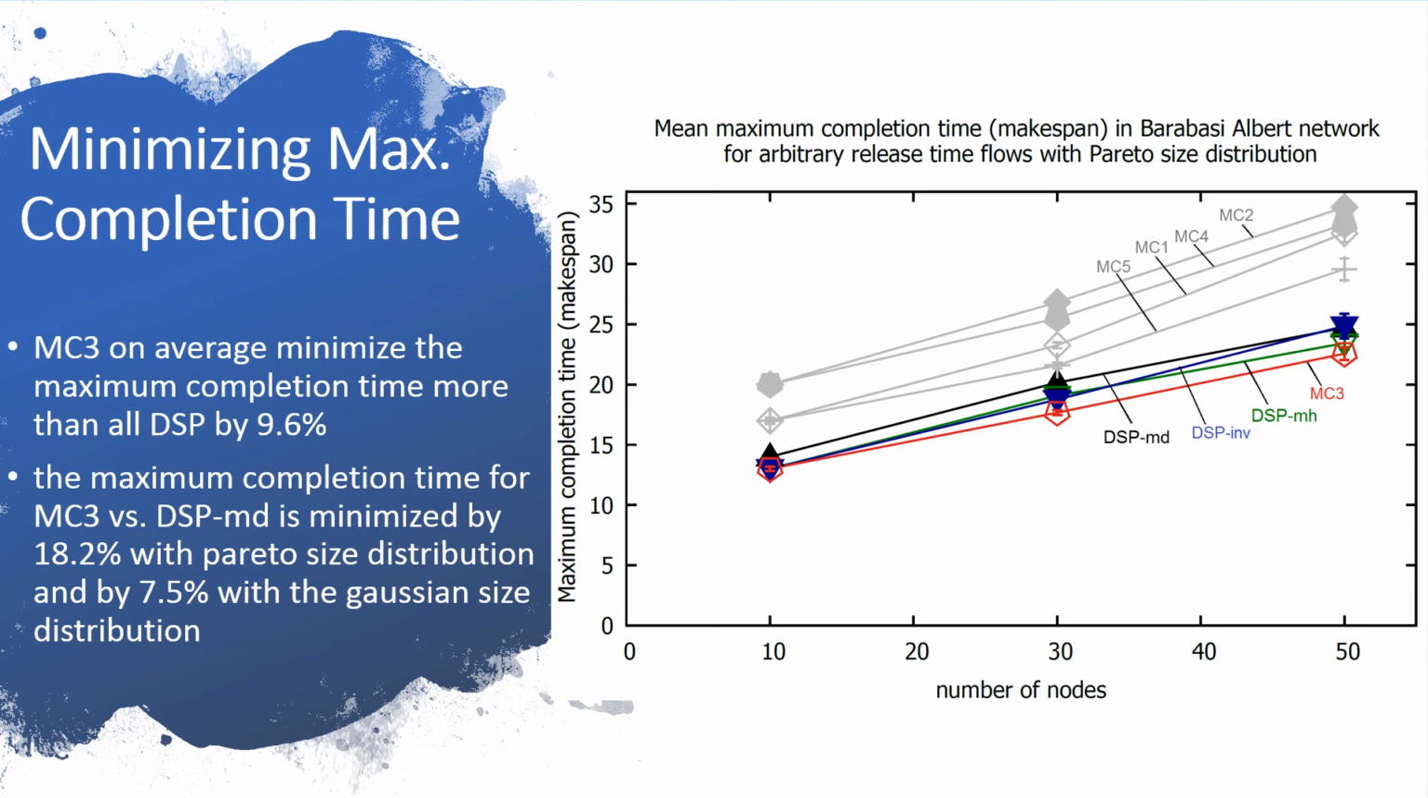However, the other variations, MC1, 2, 4, and 5, have increased the maximum completion time over all DSP algorithms on average by 5.7%. In the figure, we illustrate an example of routing in Barabási-Albert network with arbitrary release time flows with Pareto size distribution.